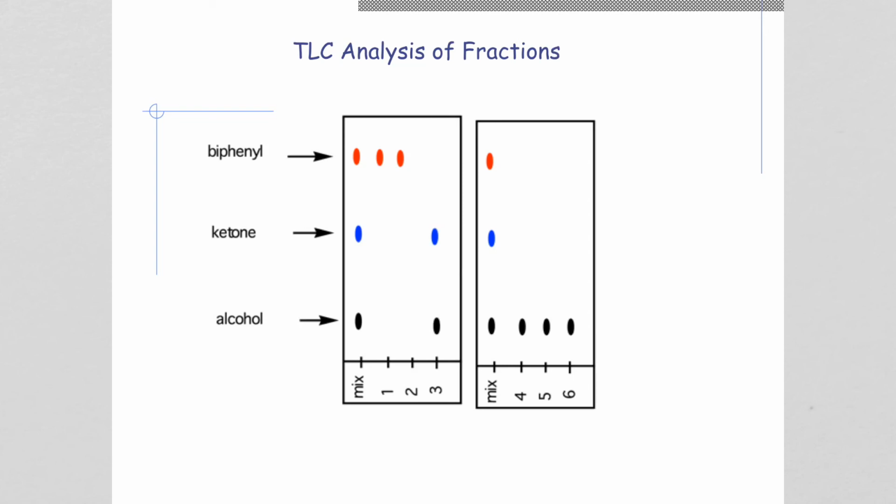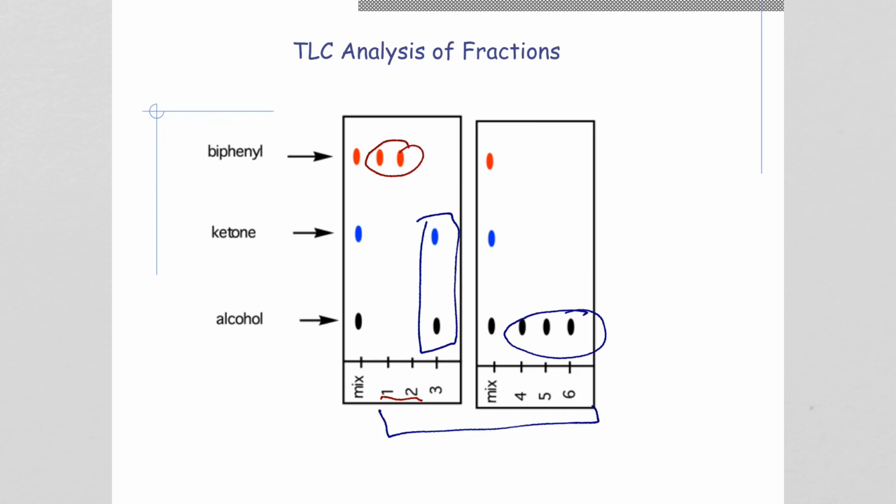Here you can see an analysis of the first 6 fractions on 2 different TLC plates. Fractions 1 and 2 contain biphenyl. Fraction 3 contains both the ketone and the alcohol. And fractions 4 through 6 contain only the alcohol. So what we would do is combine fractions 4 through 6 and rotovap that down to isolate our product.